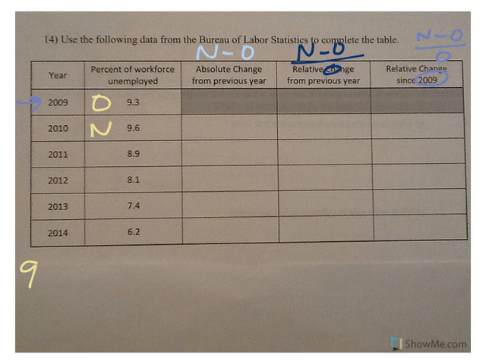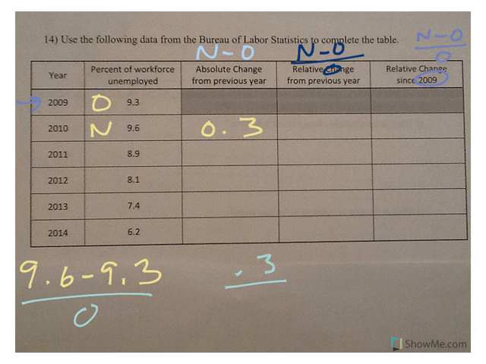So in 2010, that's new, this one's old. So absolute change, 9.6 minus 9.3. My absolute change is 0.3, right? It's positive. And it went up. It makes sense that it's positive. Now, to find my relative change, I take that 0.3, because new minus old divided by old, and I'm going to divide by 9.3, because that's my old value. And I get a 3.2% change from the previous year. Now, because the previous year is 2009, for this one, they're both the same, okay?